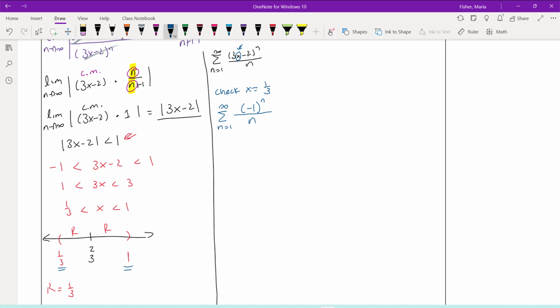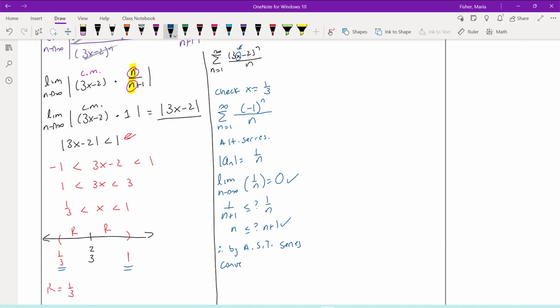Well, now, what are we looking at? The sum from n equal 1 to infinity of -1 to the n over n is an alternating series. Since it's an alternating series, I can use the alternating series test. Find the absolute value of a sub n, and you're looking at 1 over n. Then, what's the limit as n goes to infinity of 1 over n? Well, that's 0. The first part of the alternating series test has been met. The second part is a sub n plus 1 less than or equal to a sub n. Well, is 1 over n plus 1 less than or equal to 1 over n? Yes, if you're unsure, remember you can always cross multiply. Therefore, by that alternating series test, your series converges. What does that mean for us? That means that 1/3 gets included in our interval of convergence.